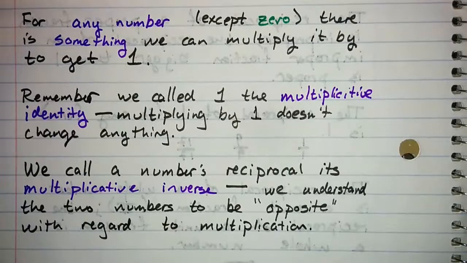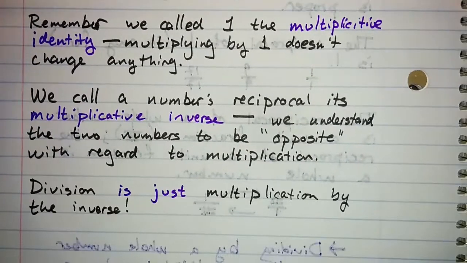But this idea, the fact that there's a number that's opposite with regard to multiplication, in a sense, this kind of turns our whole notion of division around. In a sense, division is just multiplication by the inverse. Division isn't the opposite of multiplication. It's multiplication by the opposite.